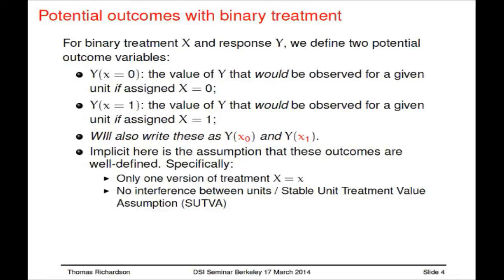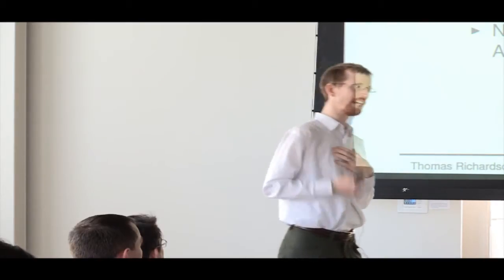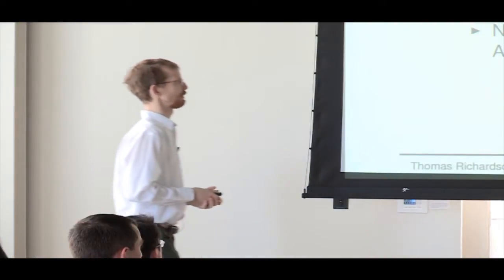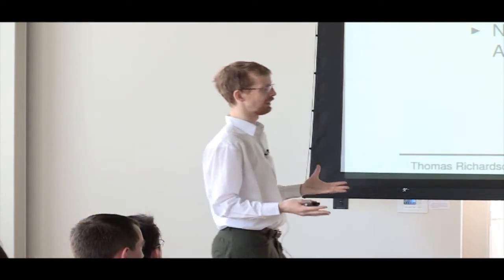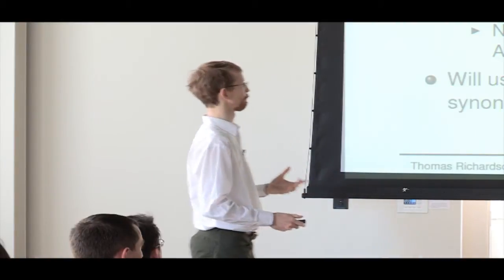And we're also going to suppose that there's no interference between units, so that Jazz's outcome, if he were to receive the drug, doesn't depend on whether or not I also received the drug, which in certain settings is reasonable, but in the context of something like a vaccine trial for an infectious disease, might not be reasonable.